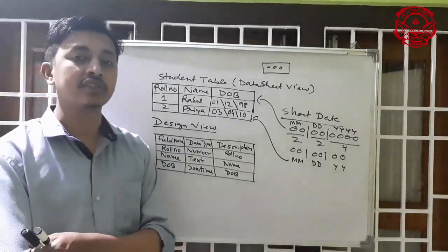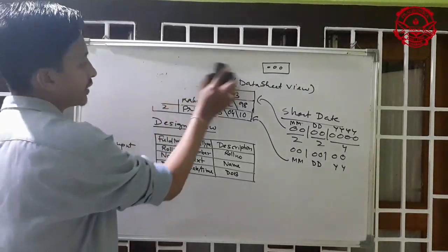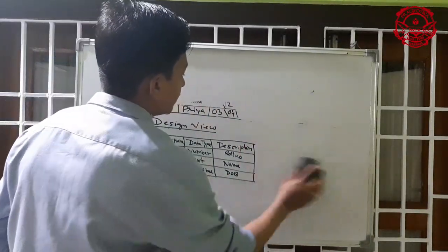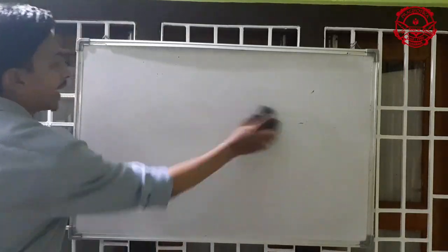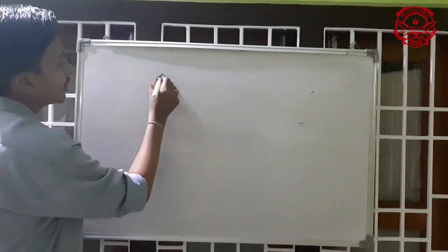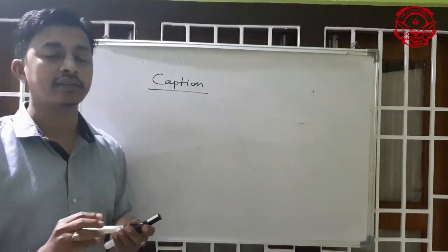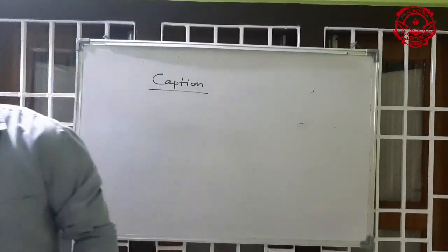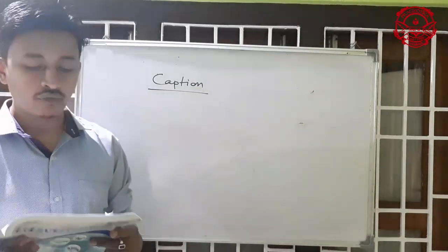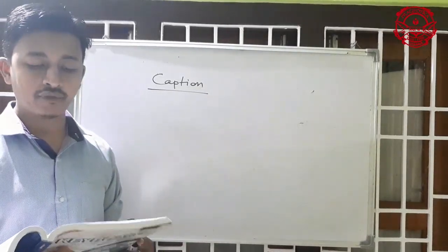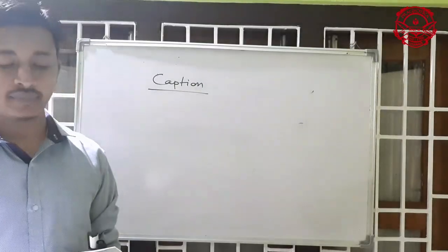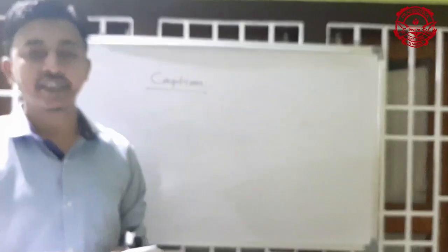The next thing is called caption. Caption, very important. What is the meaning of caption? Caption means the heading of the table. Okay, see, the caption property is used when you want to display an alternative name for the field to make the field name more explanatory. It can contain up to 2048 characters. It is generally used in a form or a report.